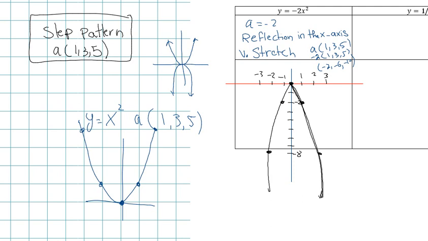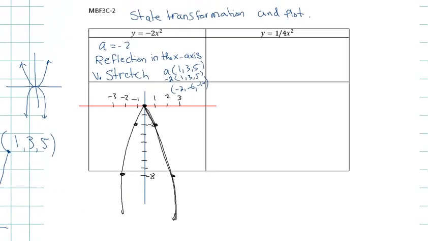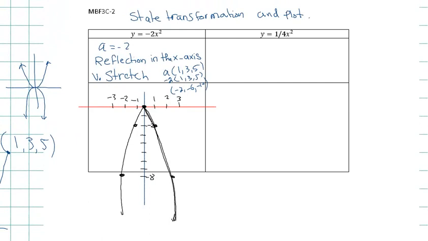Are you guys okay with this? Okay. Let's look at the second one right here. So, state the transformation. I have an A value. What's my A value? 1 over 4, which is 0.25, right? We all agree? All right.